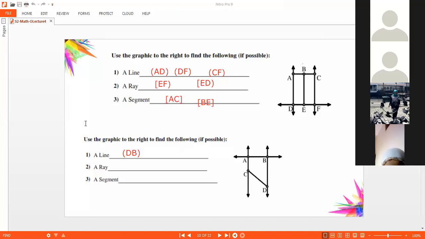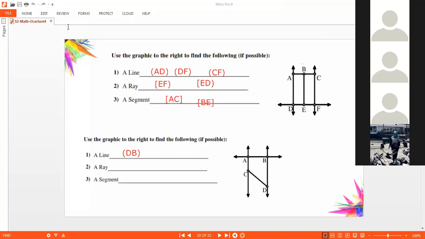Altaf? Yes. Give me a segment. A, but a segment should have no arrows on either side. A, C: A has an arrow, C has an arrow. I want a segment. It's CD. Bravo, Altaf. Excellent. So CD is a segment because it's closed on both ends.